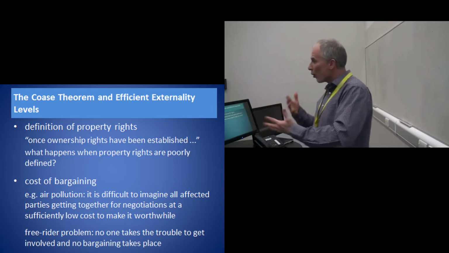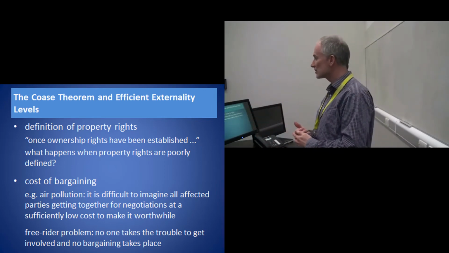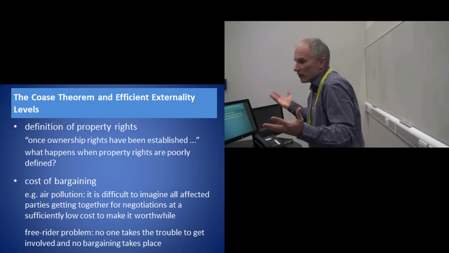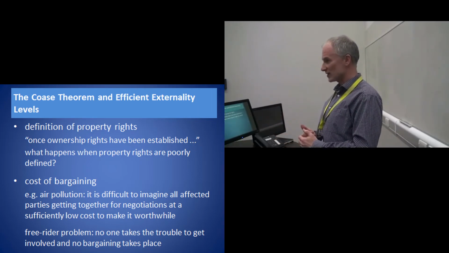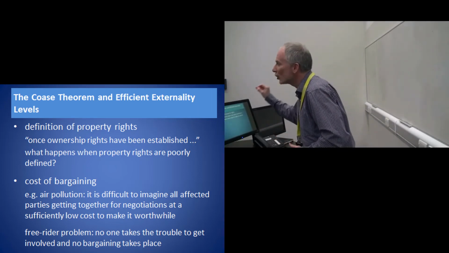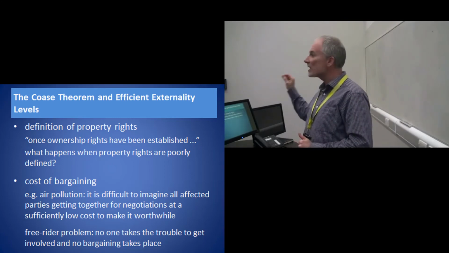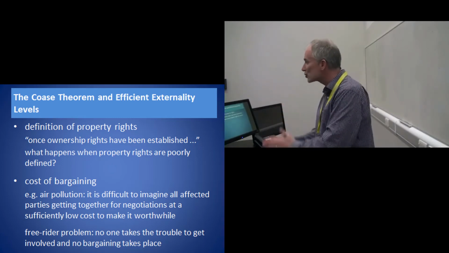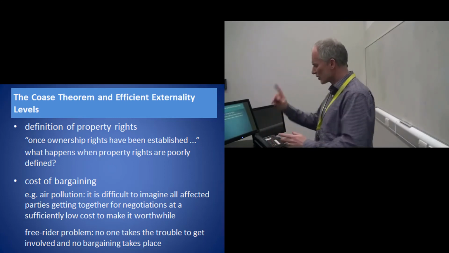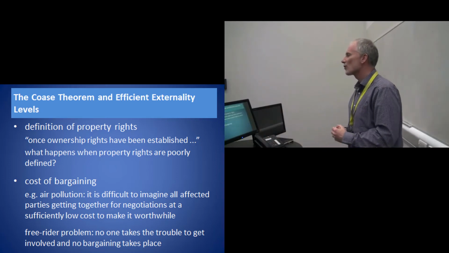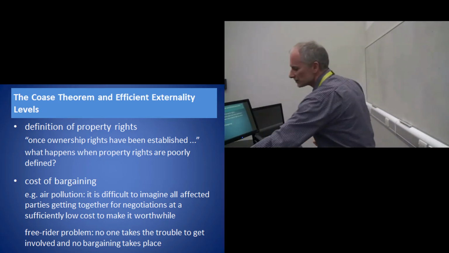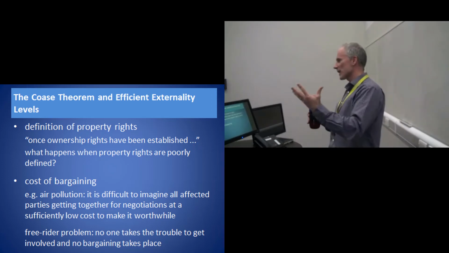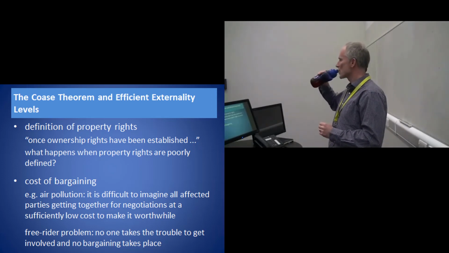And hence, all those scenarios that we ran through, so look, we can get an efficient outcome, even in the presence of externalities. That process does not even start if property rights are not clearly defined. So that's the first practical problem of arriving at an efficient outcome with a Coase theorem.